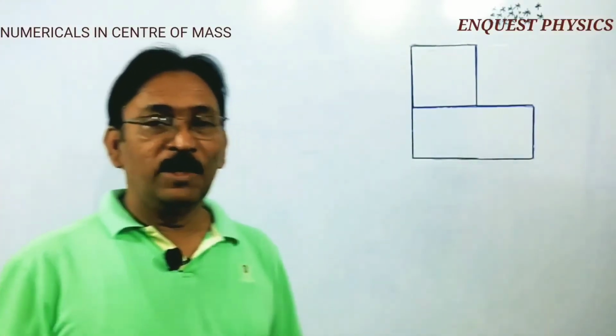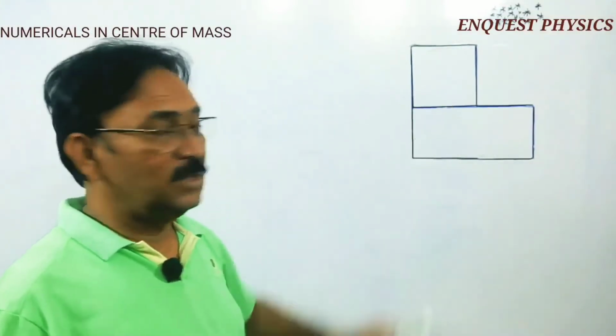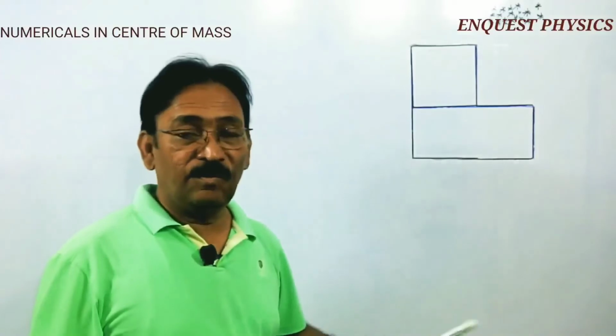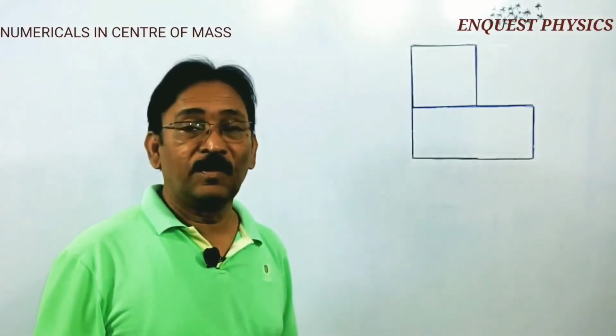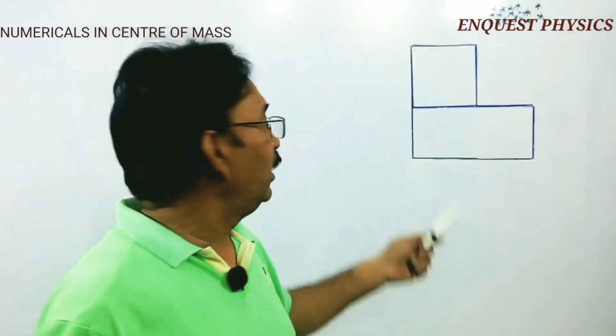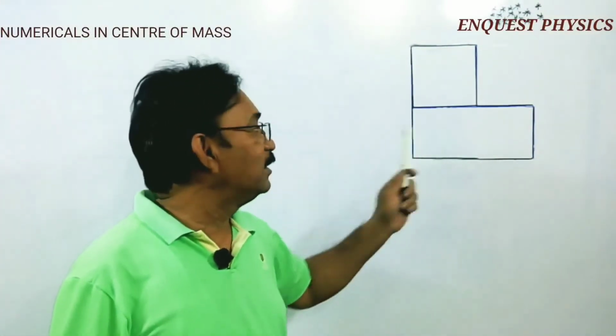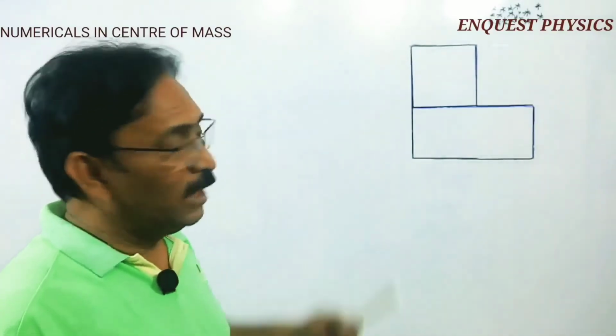Students, we are doing the example of center of mass. Today we are going to do one more problem which is on center of mass. Here you see it is a lamina. What's a lamina? It's a thin plate, a thin flat plate. A thin flat plate is known as a lamina. That too, it is a regular lamina.